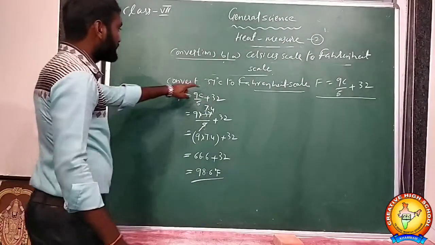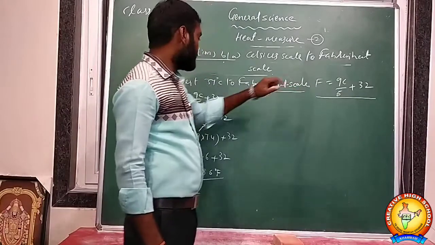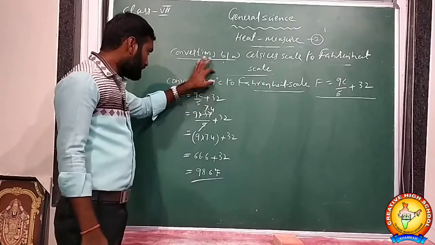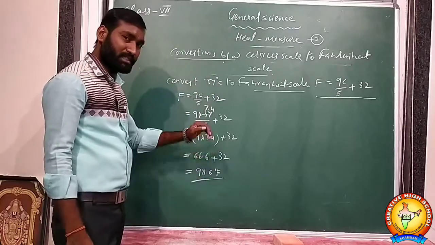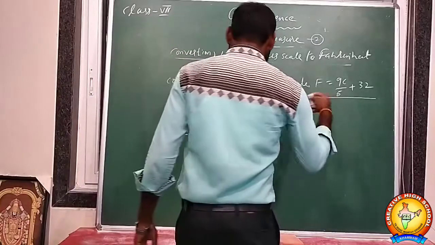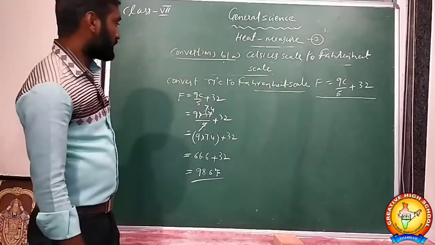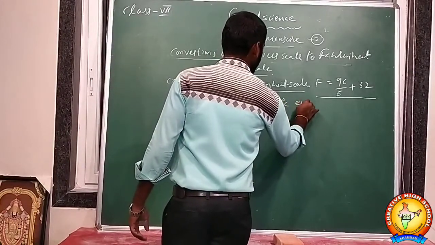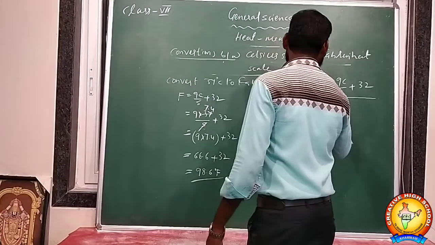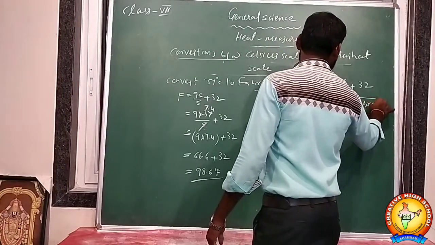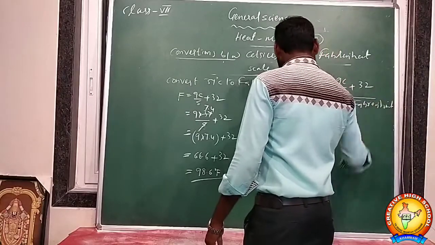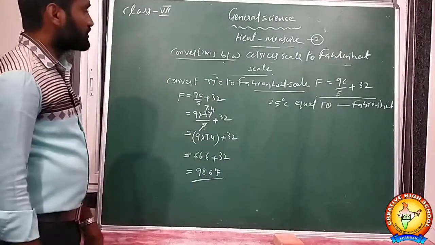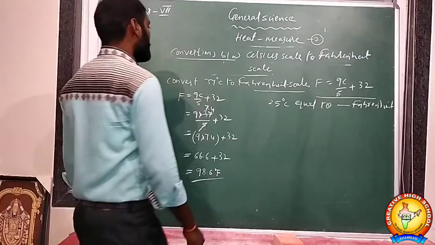So 37 degrees Celsius equals how many Fahrenheit? The formula is 9C by 5 plus 32, and you get 98.6 degrees Fahrenheit. Next, I will give you one more sum to convert. 25 degrees Celsius is equal to how many degrees Fahrenheit? You will do the answer yourselves.